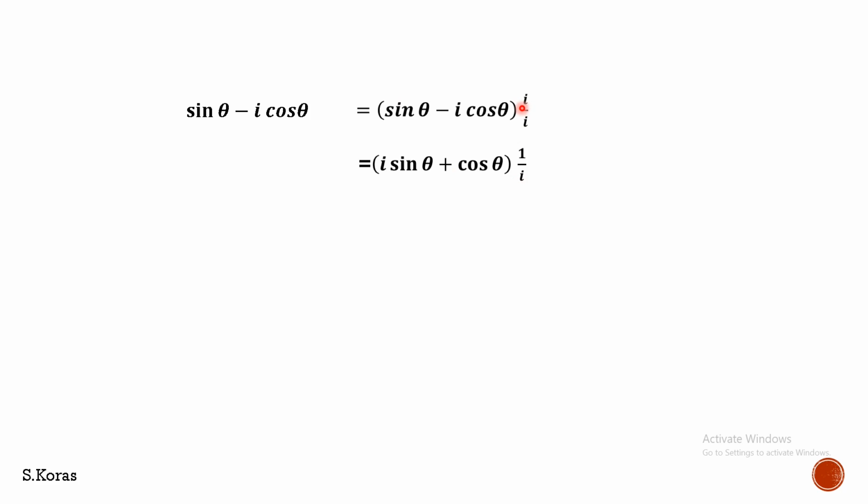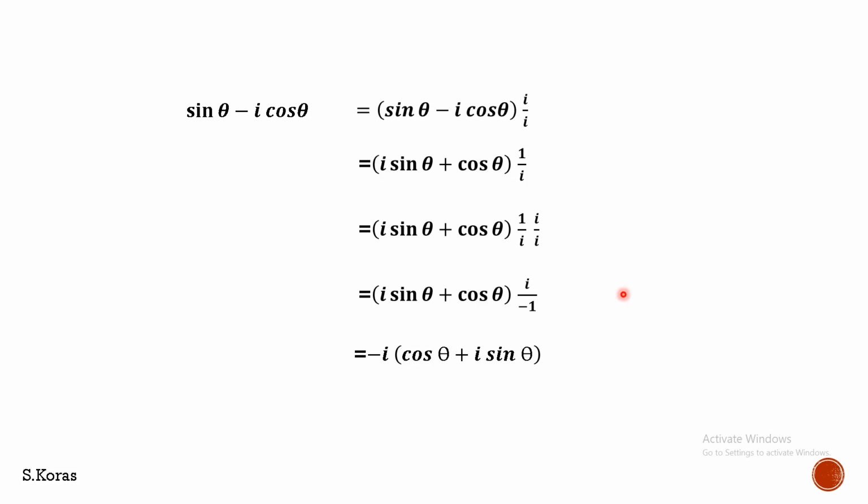This i came inside this bracket. As I told you, we should not have i in the denominator, so let us multiply the numerator and denominator by i itself. If we multiply like that, we get i sin theta plus cos theta, the same thing, this 1 by i into i by i. I into i is nothing but i square value, minus 1. So if we simplify this, our answer will be i sin theta plus cos theta into 1 into i into i square value, that is minus 1. If we simplify this, we get the answer as minus i into cos theta plus i sin theta.